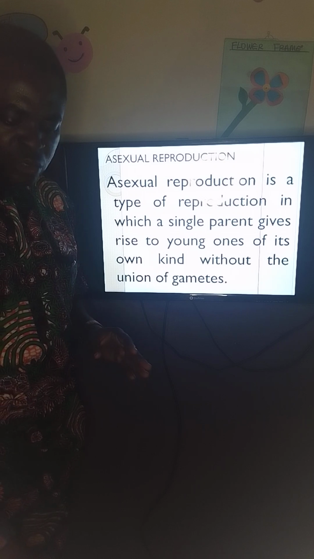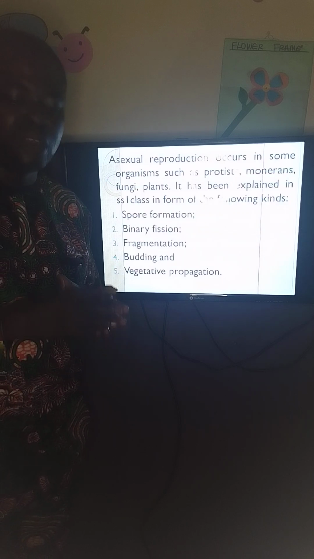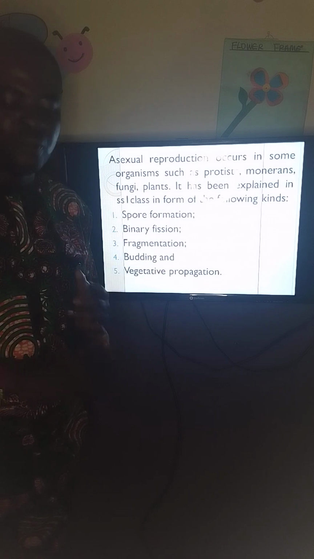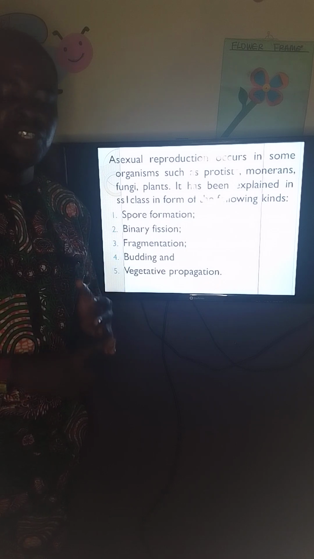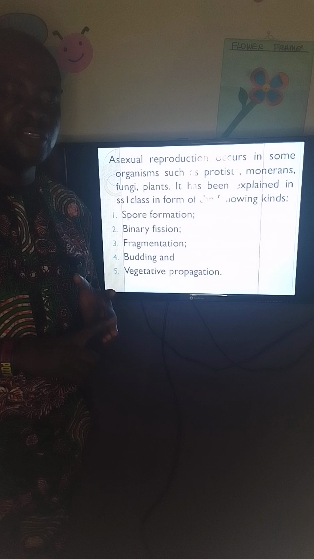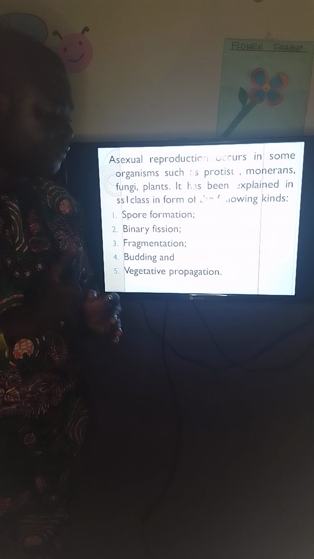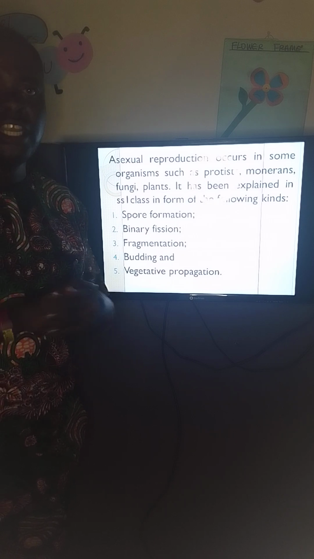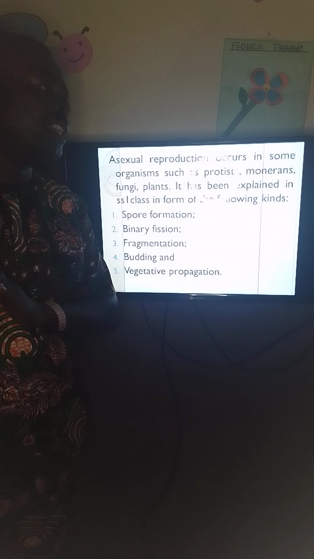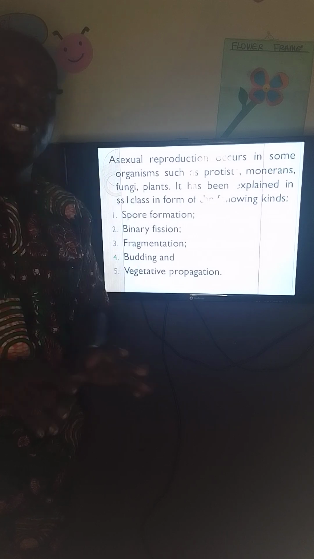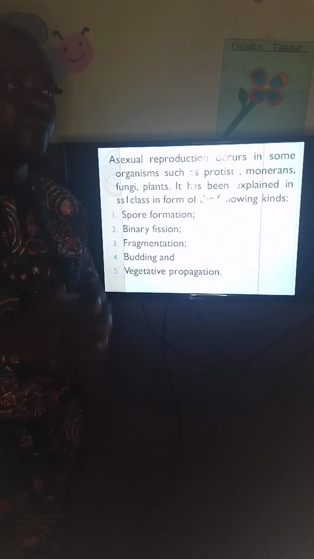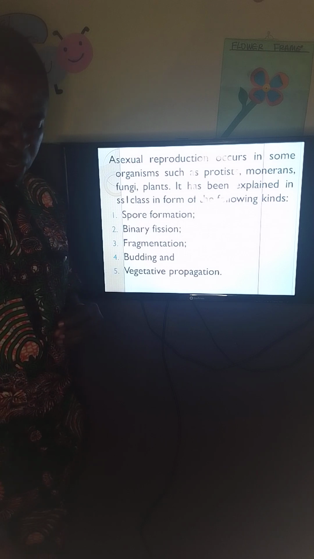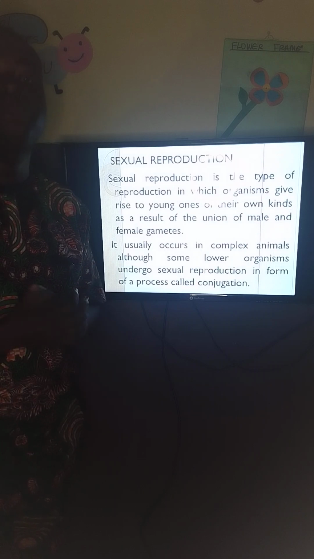Now, what are the various types of asexual reproduction? We have spore formation, binary fission, fragmentation, budding, and vegetative propagation. In another topic we are going to deal with later in biology, we are going to cover asexual reproduction in more detail, but for today we will be talking more about sexual reproduction.